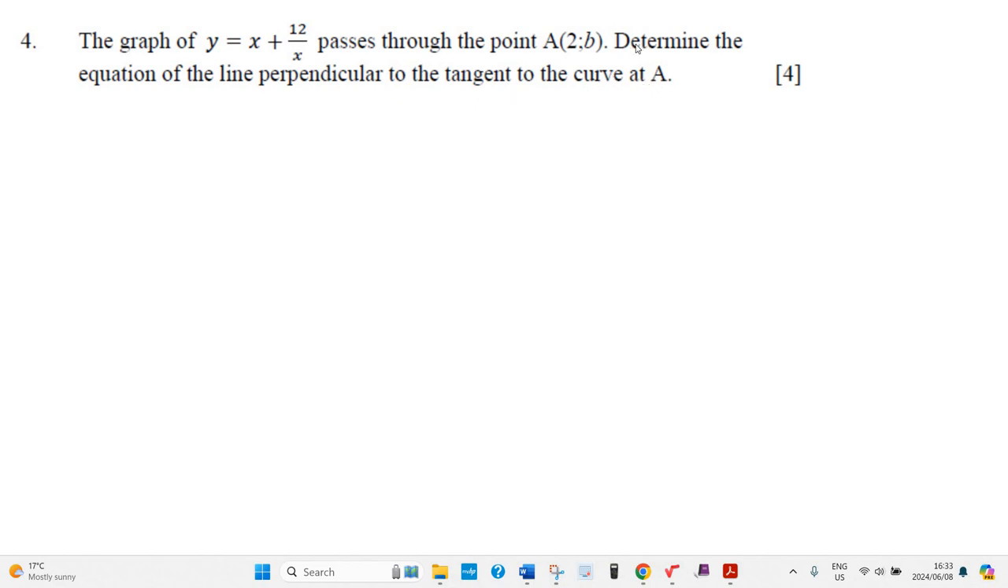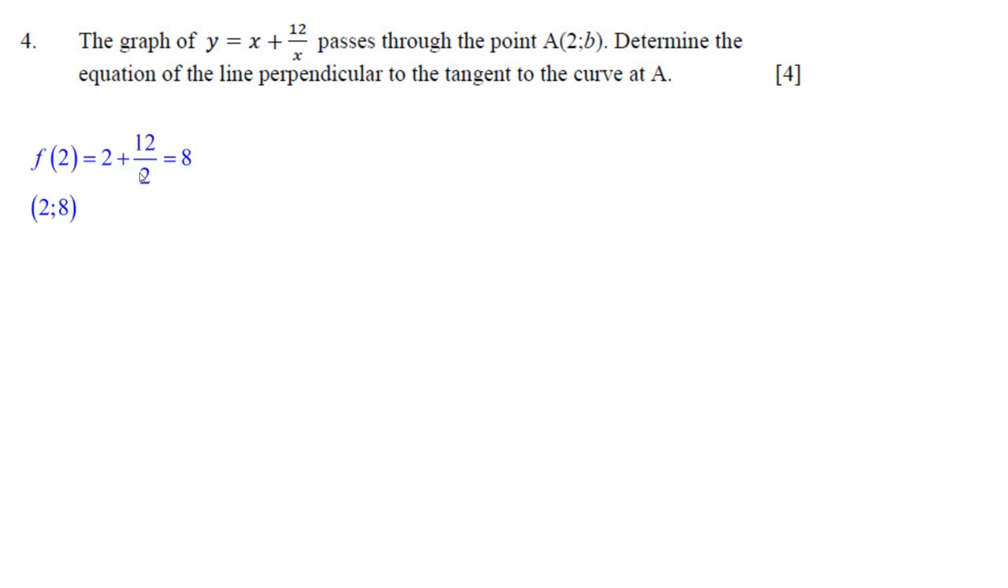Well, if we want to find the equation of the line tangent, we have to take the derivative and use that gradient. And if we wanted a perpendicular, we'd take that gradient, turn it upside down, and make it negative. But first things first, let's figure out what b would be. We just take this x value of 2 and put it in there. 12 divided by 2 is 6, plus 2, so (2, 8) is the point where the tangent is at A.